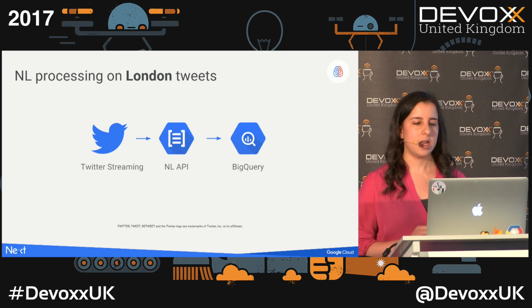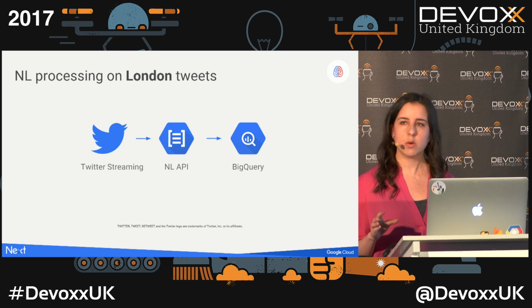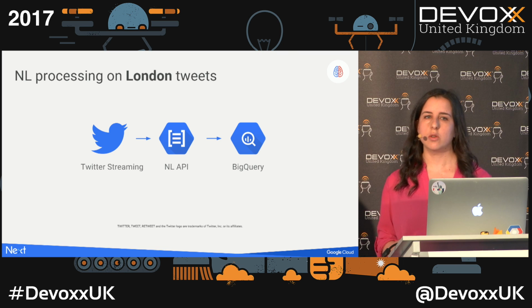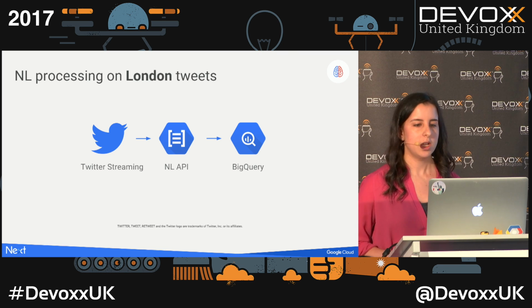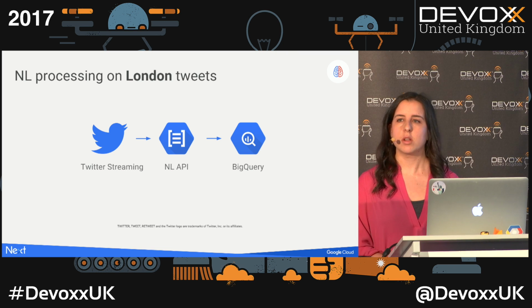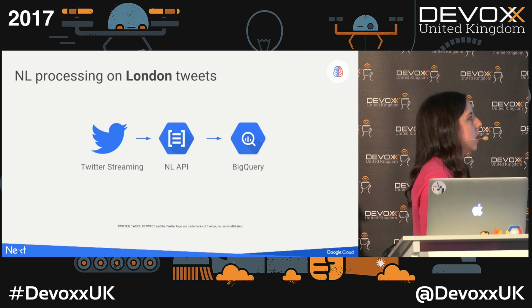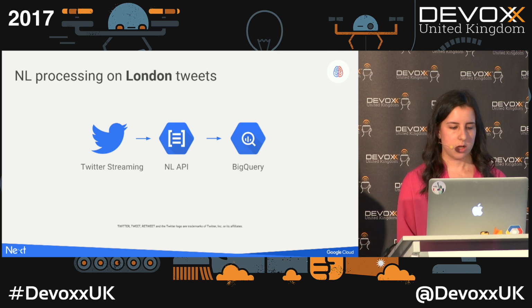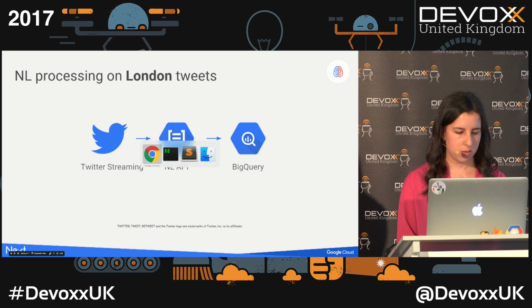So I wanted to analyze the syntax of those tweets, and then I stored them in BigQuery, which is essentially Google Cloud's big data as a service tool. It lets you do analysis on really, really large data sets. So I stored them in BigQuery so that I could further analyze what were the adjectives people used to talk about London, what were the subjects they were using, things like that. So I'm going to switch to a demo.